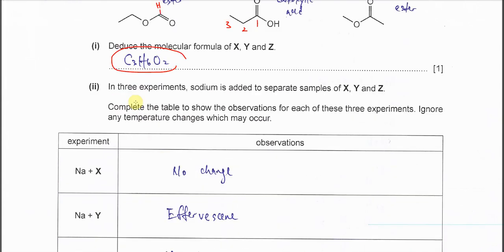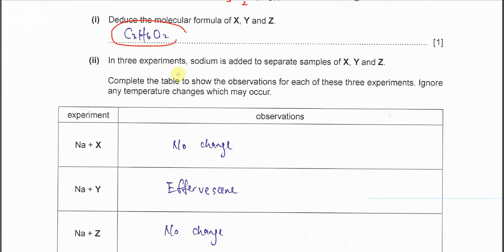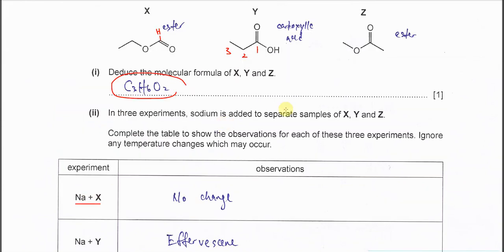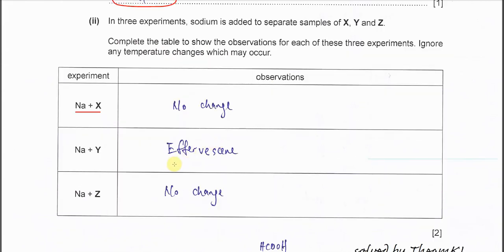Okay, part 2. In 3 experiments, sodium is added separately to separate samples of X, Y, Z. Complete the table and give the observation. Okay, sodium with X. Okay, X is an ester, no change. Sodium with Y, Y is a carboxylic acid. Yeah, so there will be bubbles formed or effervescence. Okay, the sodium with Z. Okay, Z is ester, so no change here.